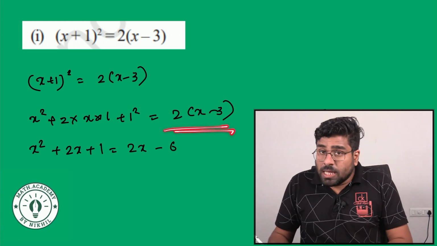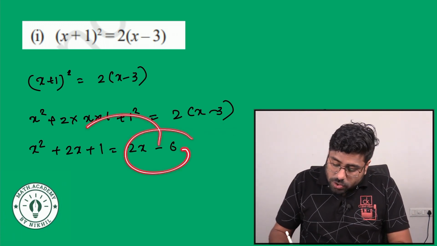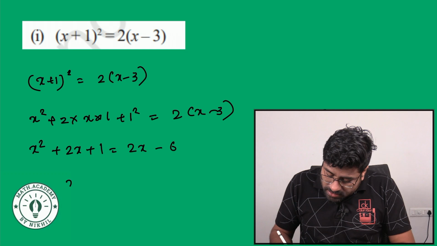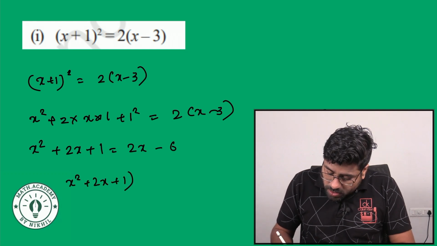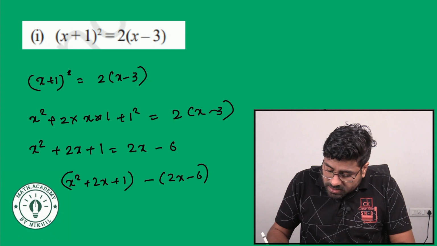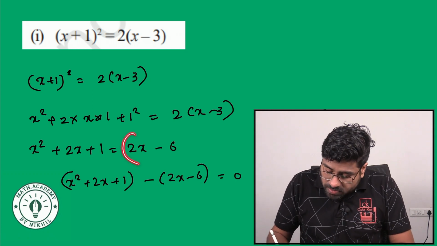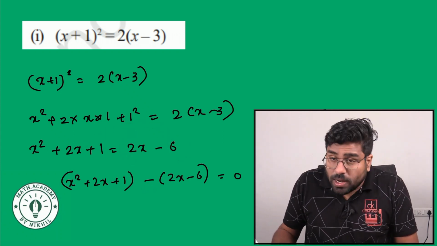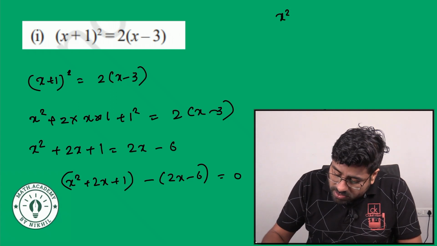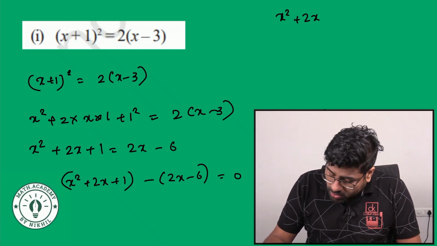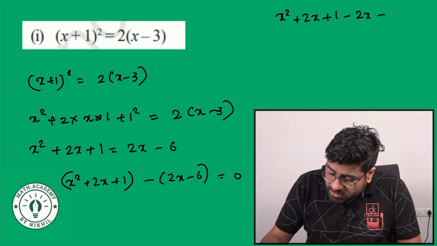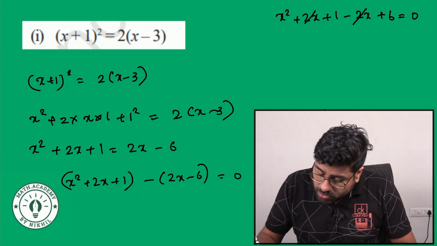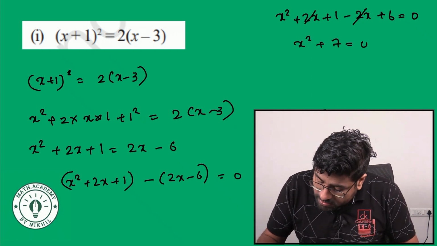I just opened the bracket here. Now we can actually take everything to the left hand side. I'm taking every term from the RHS to the LHS. So this will look like x square plus 2x plus 1 minus 2x minus 6 is equal to 0. You can see that all the terms from the RHS have come to the LHS, preceded by a negative sign. Now let's open the bracket. When I open the bracket, this is going to be x square plus 2x plus 1 minus 2x plus 6 is equal to 0. Now let's cancel off the terms that we can cancel. Now this is going to look like x square plus 7 is equal to 0.